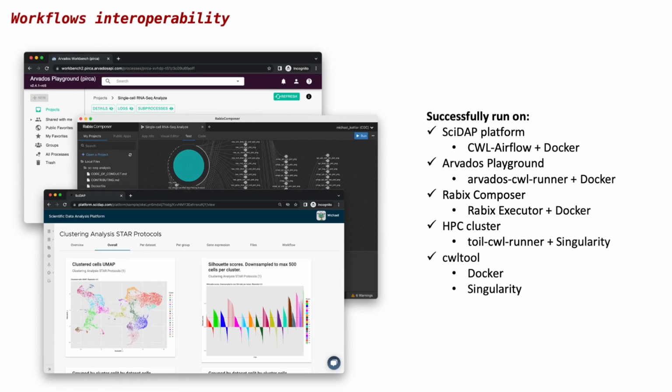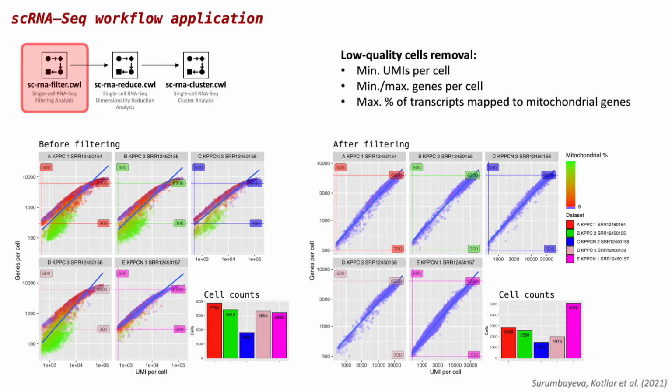To assess reproducibility and interoperability of our tools, we combined them into a single-cell RNA-seq pipeline and ran it in several workflow execution environments that support the CWL specification. All runs finished successfully and produced identical results in a reasonable time. As a real use case scenario, we applied our single-cell RNA-seq pipeline in the study of pancreatic cancer differentiation. The results of the project have been recently published in the STAR Protocols journal. In that study, we jointly analyzed 5 single-cell datasets, 3 from the classical cancer and 2 from the basal subtype.